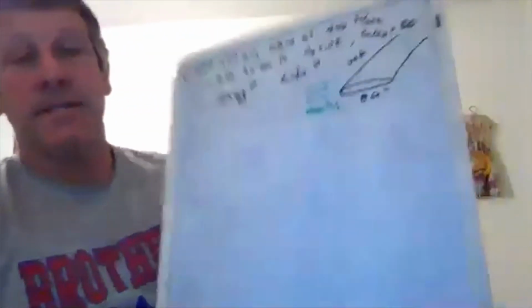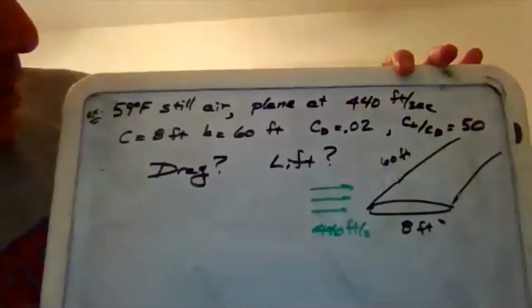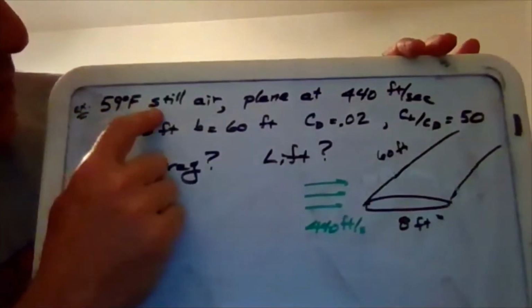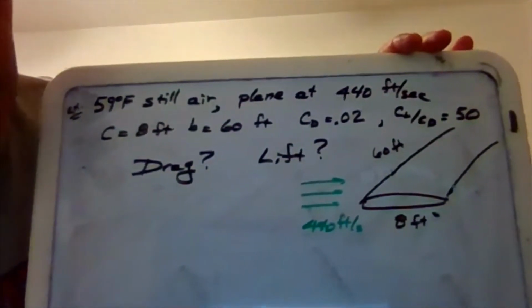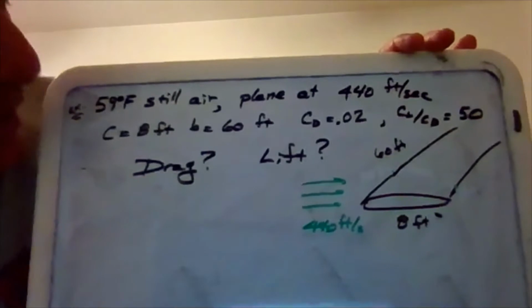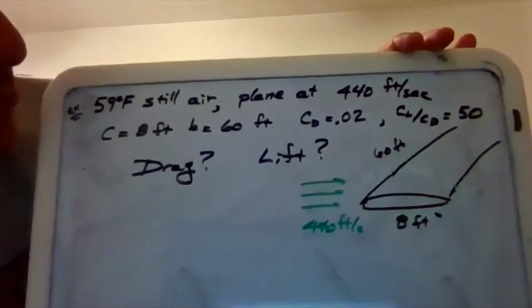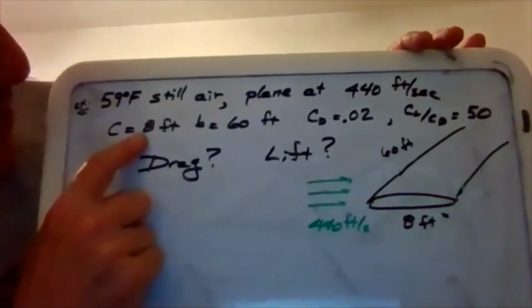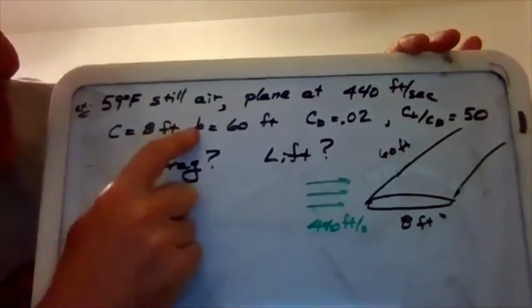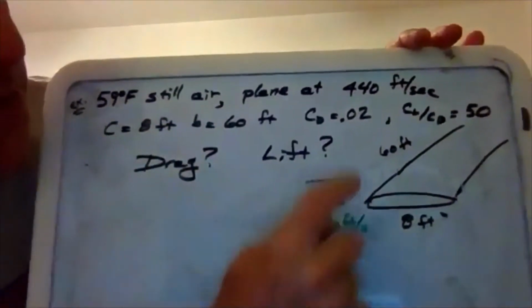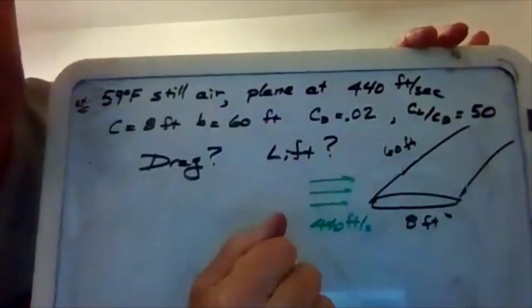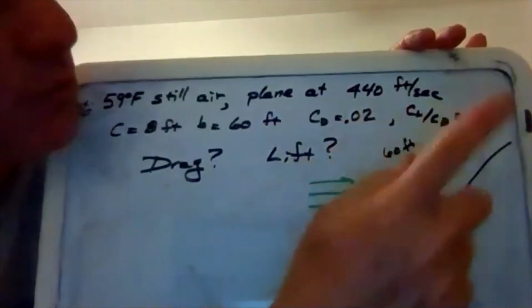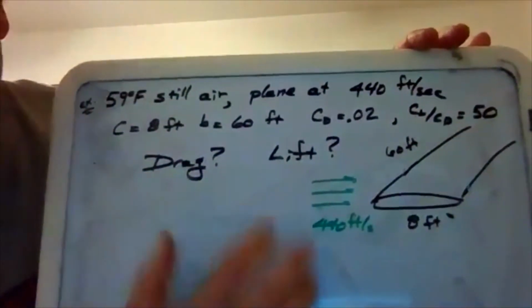All right, let's work an example. Next to last example of the year, let's do a plane wing problem. We've got a plane going through 59-degree F still air at 440 feet per second, 300 miles per hour. So that's less than the speed of sound. The plane wing dimensions are given by C equals 8 and B equals 60. The coefficient of drag is a typical number, and from some sort of chart, we get that the ratio of the lift to the drag is 50. Let's get the drag and get the lift.